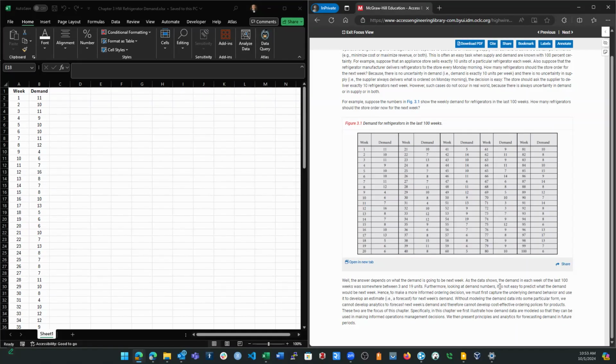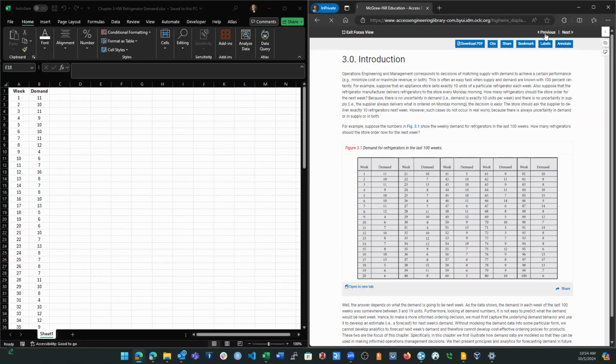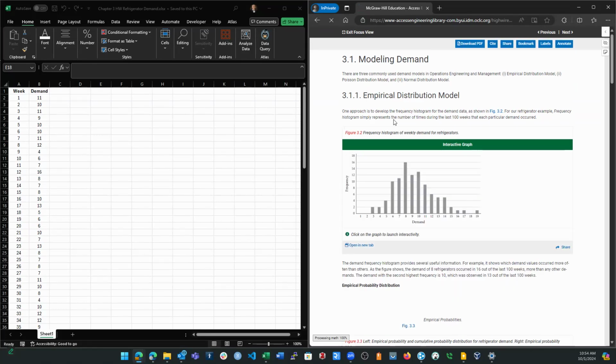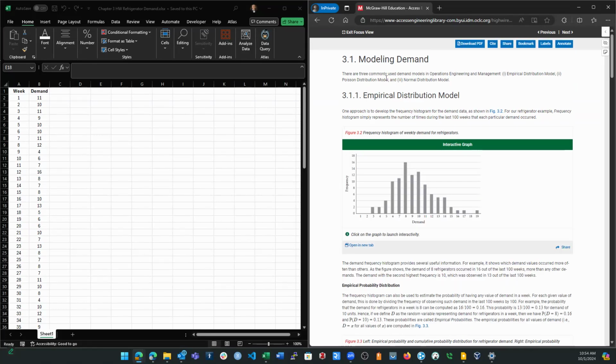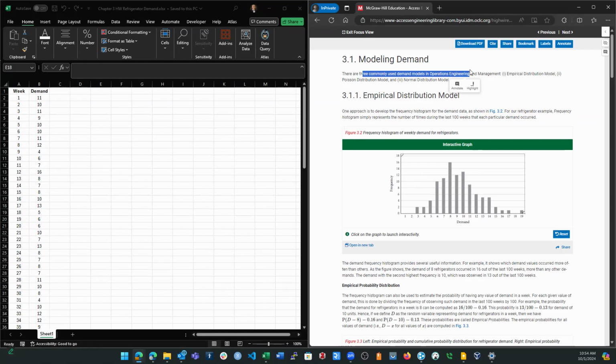Further, it's not easy to predict what the demand will be next week. So to make a better decision, we must develop an estimate, a forecast for next week's demand. We're going to create a model to help us do that. So let's go to the next section to help us understand three different models that we can make with this data.